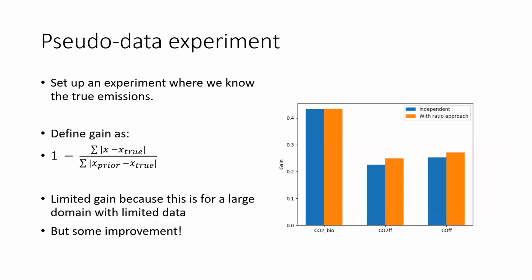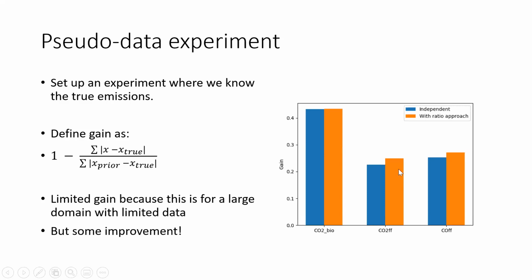So one thing to look at as well is whether this is going to be any better than just solving independently for a biospheric CO2 term and a fossil fuel CO2 term. In order to look at that, we can set up a pseudo experiment where we want to see whether we're improving our estimate if we use this ratio approach, compared to if we just solve independently. So we're looking at the difference between our posterior emissions X here and the truth, relative to our starting point. So basically, the closer this value is to 1, the better we're doing.